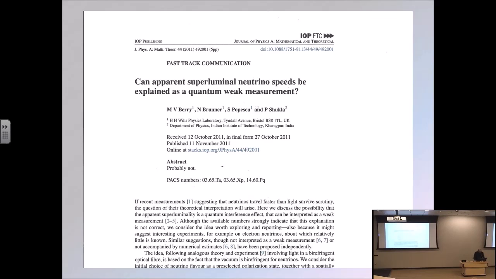Can apparent superluminal neutrino speeds be explained as a quantum weak measurement? The abstract is, well, it gets to the point. And this was heralded as a great abstract. The problem is, as funny as it is, obviously that doesn't address what we need in an abstract.